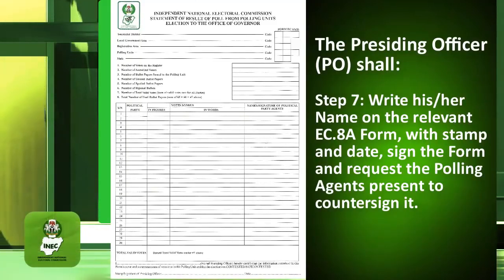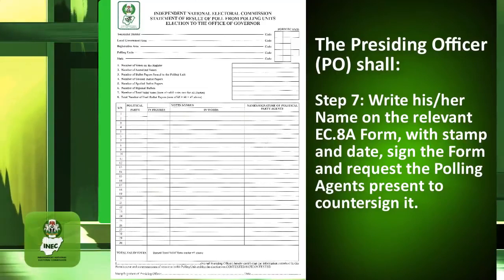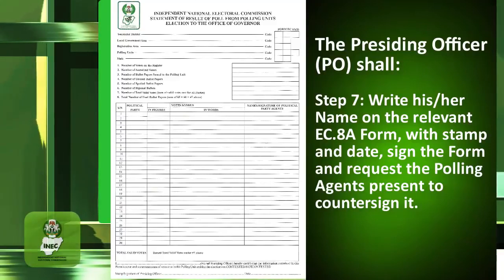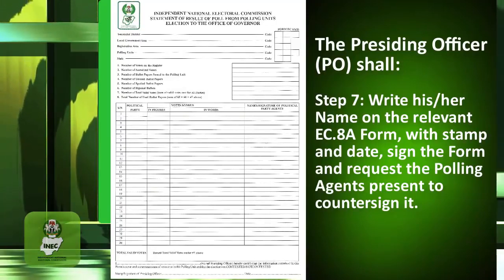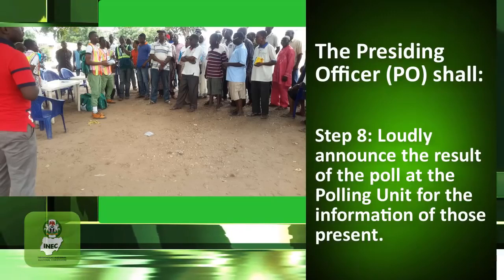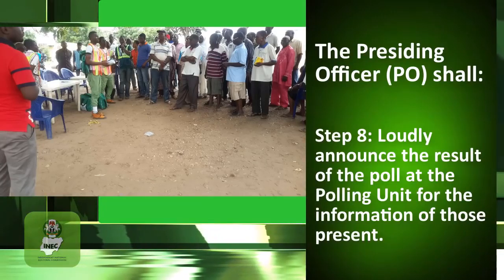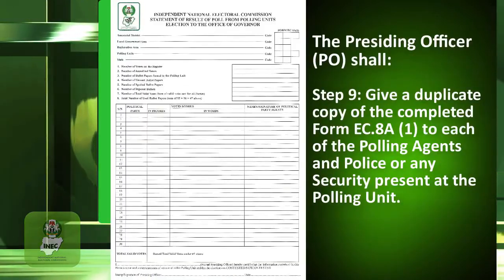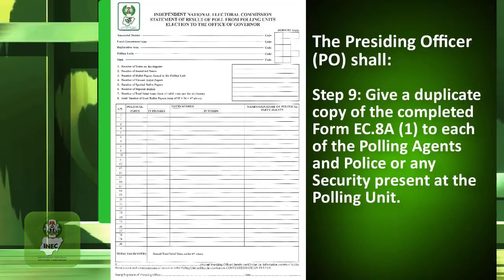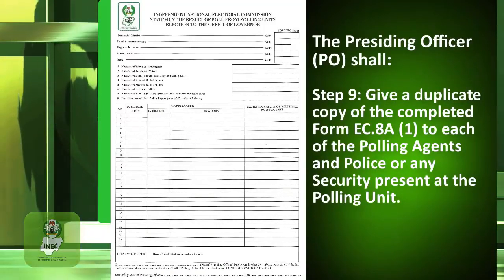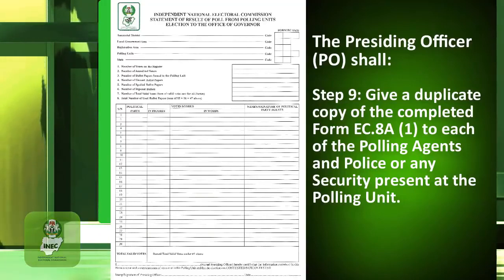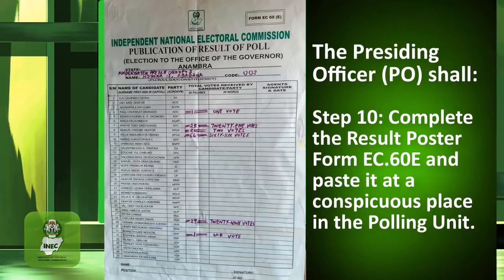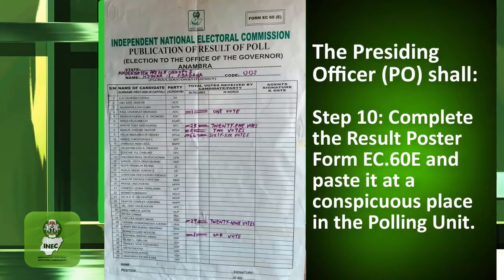Step 7, write his or her name on the relevant EC8A form with stamp and date. He or she shall then sign the form and request the polling agent present to countersign it. Step 8, loudly announce the result of the poll at the polling unit for the information of those present. Step 9, give a duplicate copy of the completed Form EC8A1 to each of the polling agents and police or any security present at the polling unit. Step 10, complete the result poster Form EC60E and paste it at a conspicuous place in the polling unit.